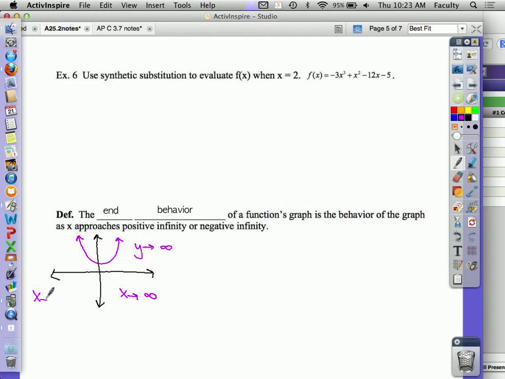As x approaches negative infinity means as I pull my string and walk left, I've got my string and I'm walking and pulling. Where is the y going as I'm pulling? It's going up. So the y value is going to positive infinity.